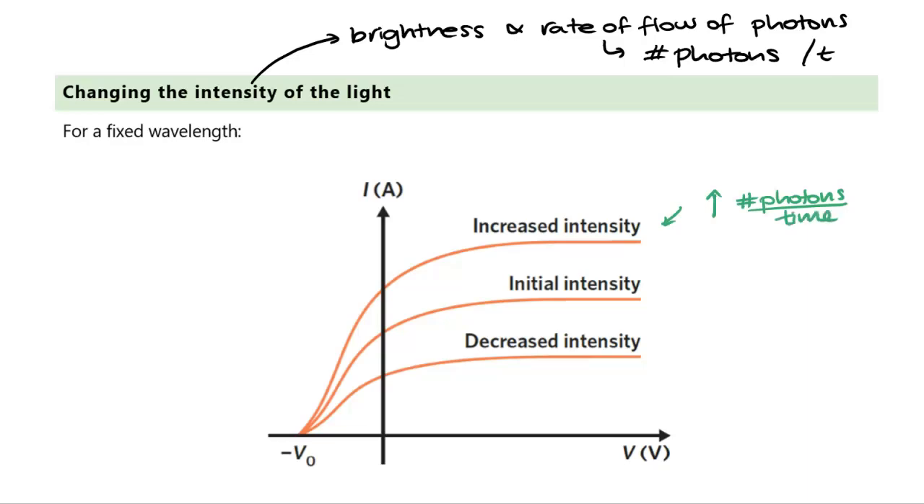more photons means we're going to have more electrons able to absorb those photons. The electrons can only absorb one photon each, so if more photons are available, more electrons can absorb them, and provided we're at one of these positive voltages here, we're not trying to repel those electrons, we're just collecting them, we're going to have a greater flow of current. So an increased flow of photons per time means we can have more electrons that can absorb those photons.